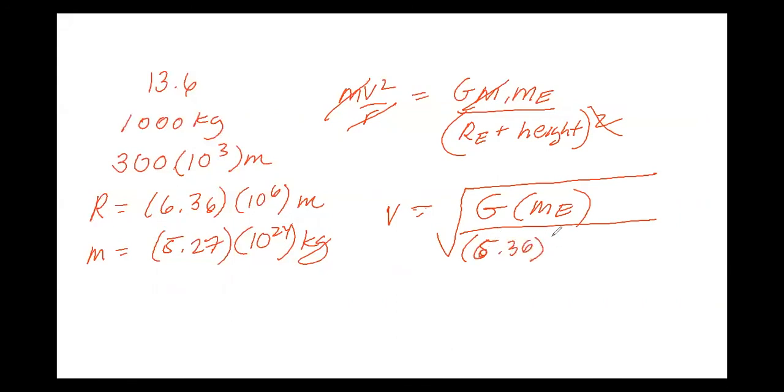which is going to be 6.36 times 10 to the 6 meters, plus 3 times 10 to the 5th meters. And v is going to be equal to, I'm going to use their value, 7730 meters per second. All right, and that's v.